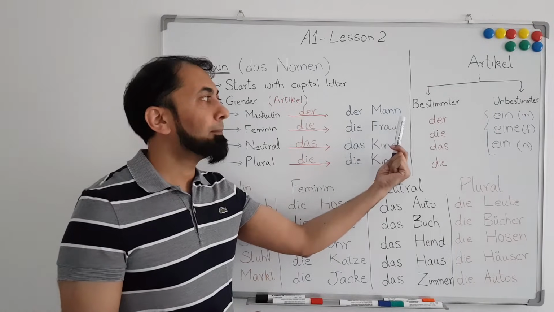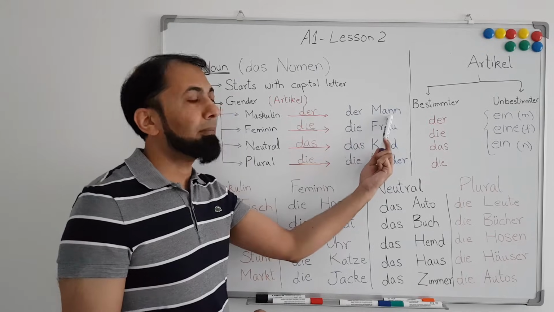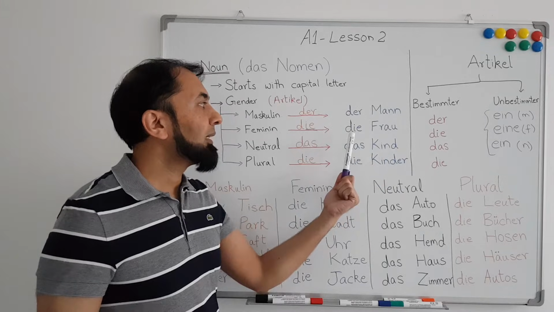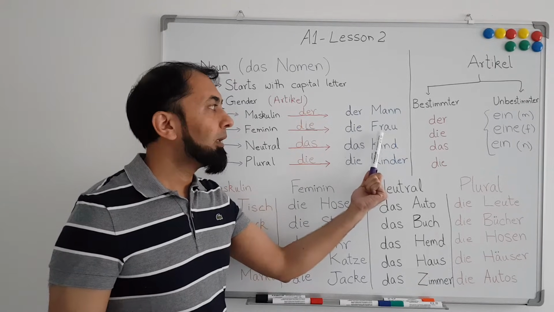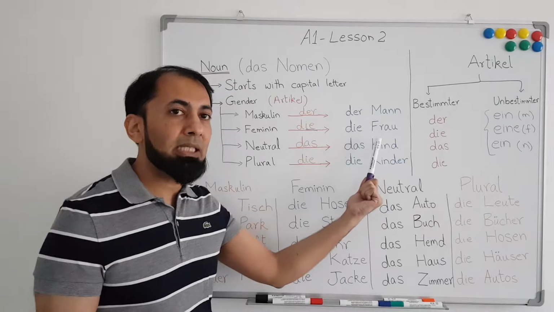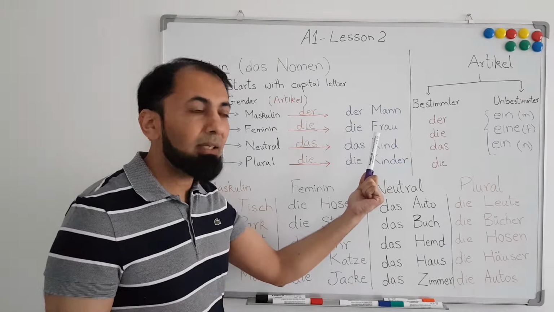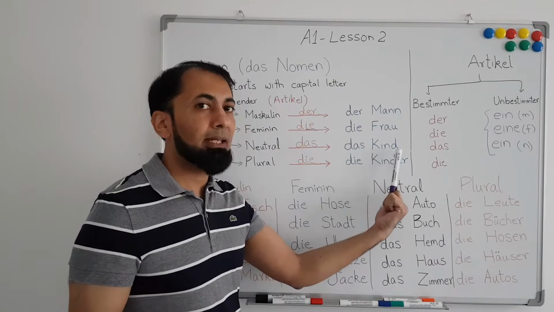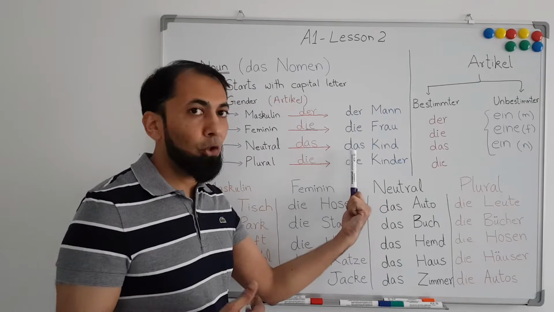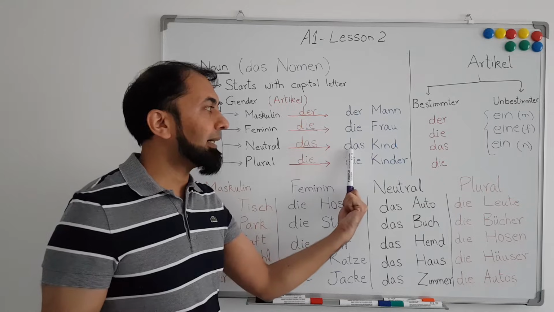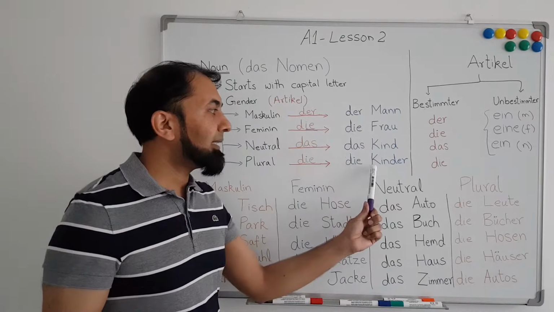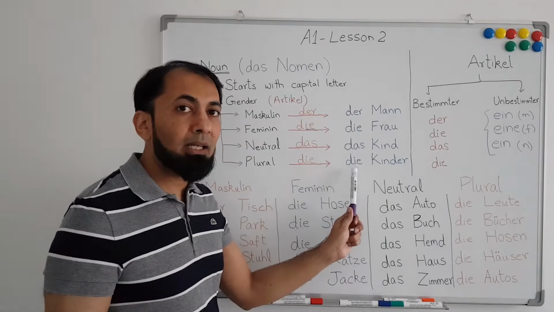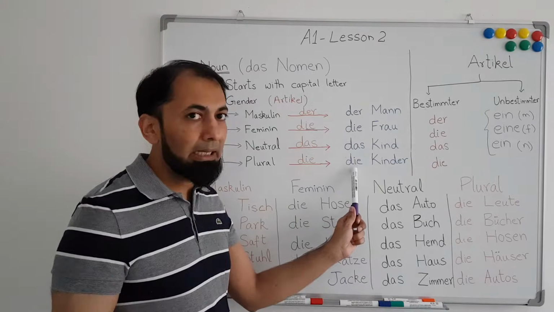I have taken one masculine noun: Mann, der Mann. Mann means man. Then die Frau. Frau is feminine and it means woman or miss. Das Kind, K-I-N-D, Kind. Kind is neuter, therefore its article is das. And next we have the plural, and the article of the plural in the German language is die.